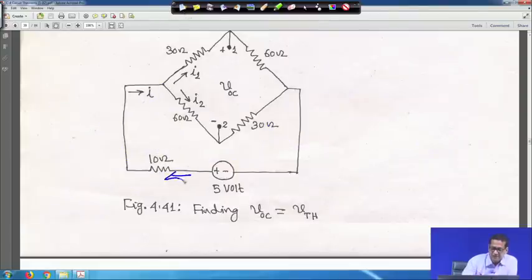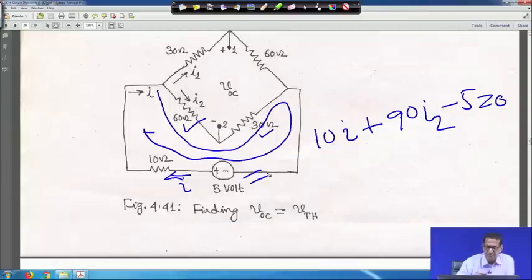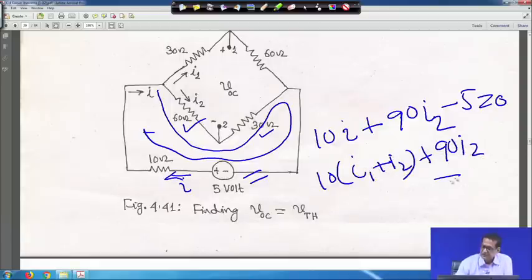So, I is flowing through this, this is I. So, 10 into I, right, plus, as we are moving like this, plus this I2 current is flowing through 60 and 30. So, 90 I2, right, then minus 5 is equal to 0, because this is 5 volt. But the question is that 10 I is equal to I1 plus I2, plus 90 I2 is equal to 5, right, but I2 is equal to I1.